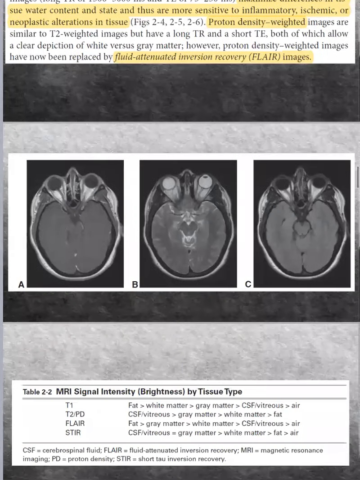Let's look at this, and this, and this. What about this one, number 1? It is T1, okay, T1 weighted MR. What about this one? It is T2. Can you see the vitreous here? Yes, the vitreous is hyperintense due to the high water content of the vitreous. What about this one, number C?